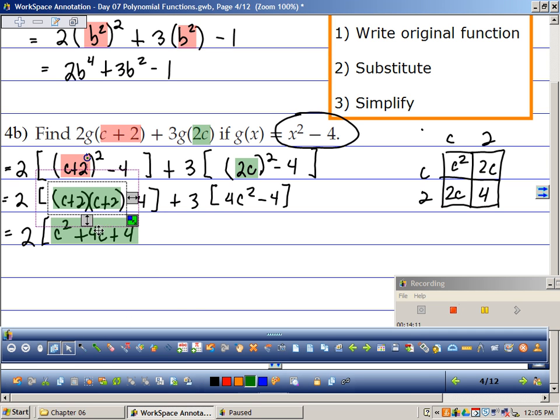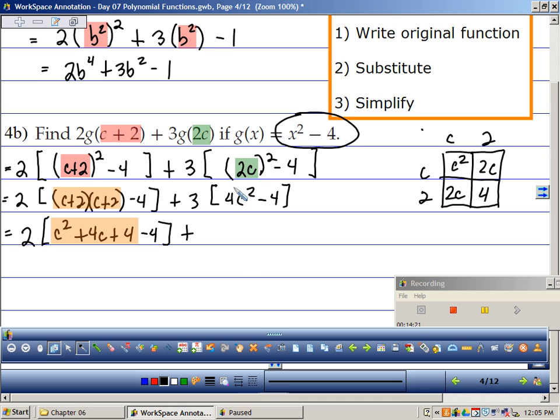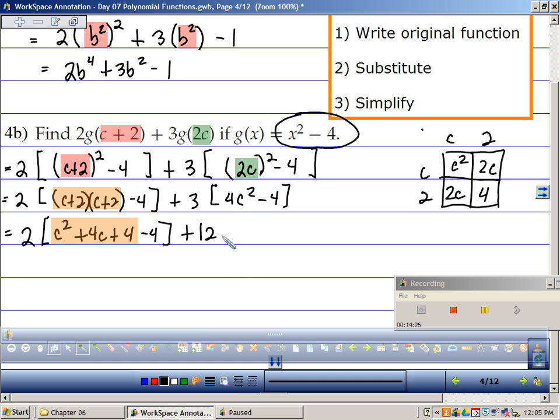I should change the color. There we go, so it doesn't confuse you with the other green. So that became this, minus 4, plus, there's nothing else to do in here, so I might as well just start distributing, right? 12c squared minus 12.